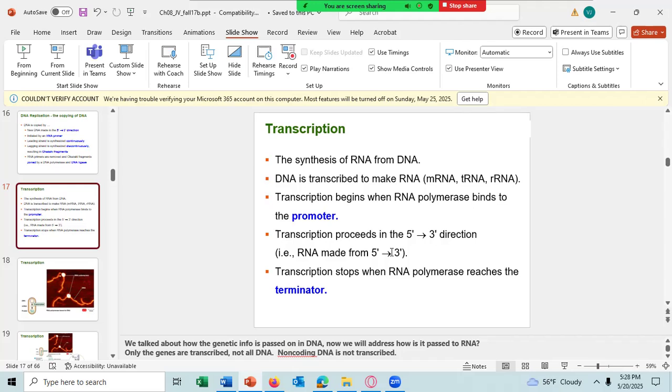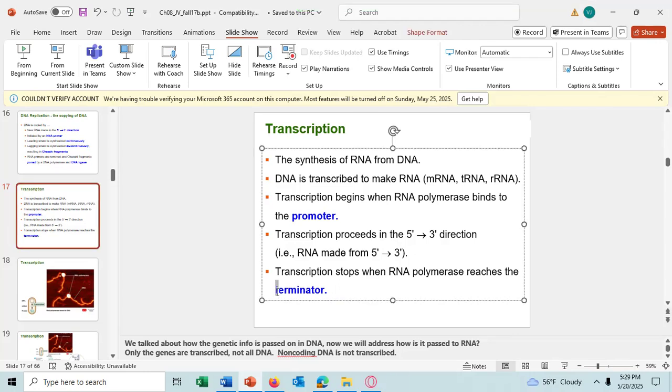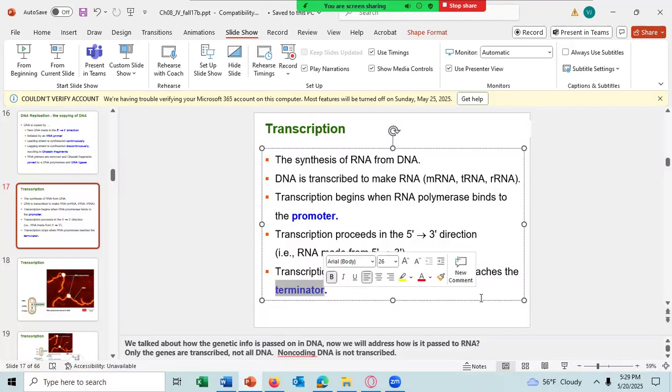And then the RNA polymerase continues transcribing the gene until it reaches the terminator. The terminator is a region at the end of the gene that codes for the RNA polymerase to fall off the DNA. So all genes end at a terminator, and that terminator codes for the RNA polymerase to fall off the DNA, and that ends transcription. All right, any questions about that?